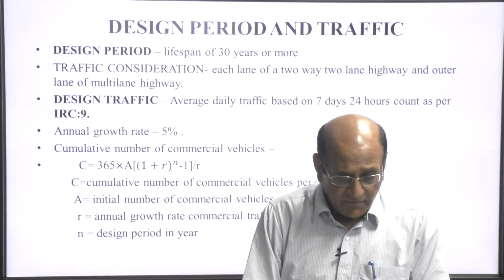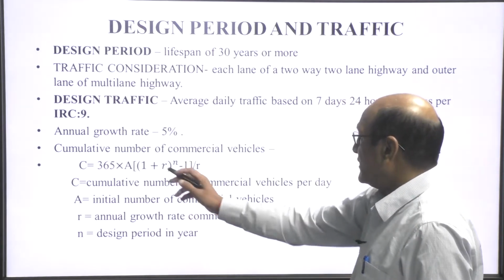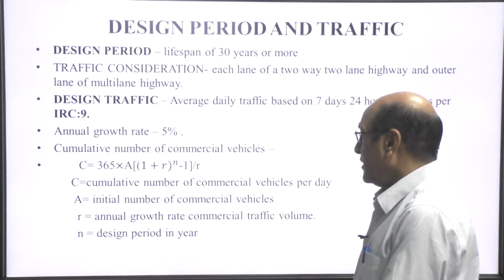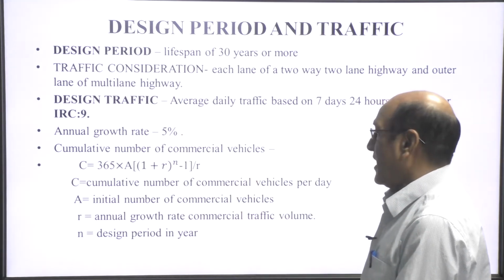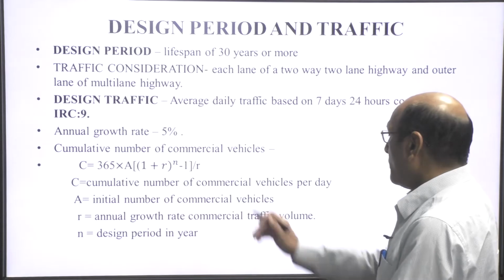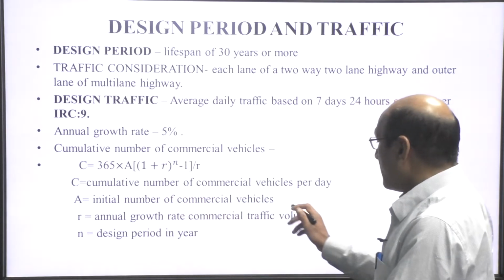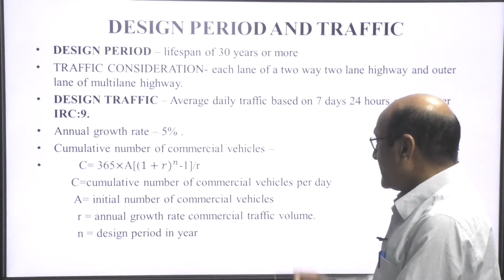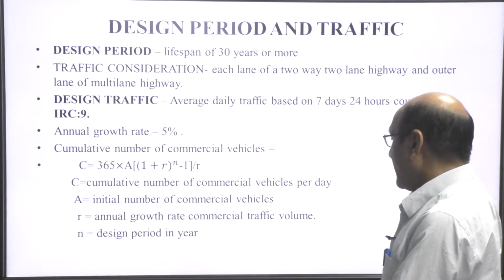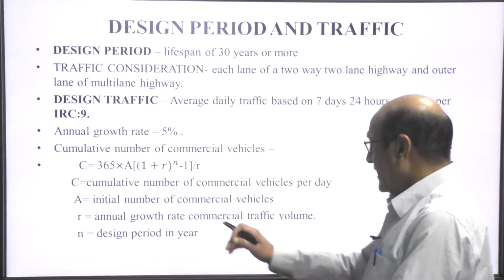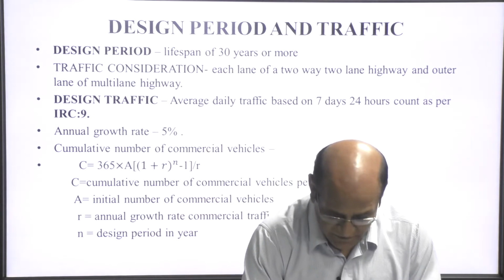The cumulative number of commercial vehicles C is equal to 365 A into (1 plus R) to the power n minus 1, divided by R. Here C is the cumulative number of commercial vehicles, A is the initial number of commercial vehicles per day, R is the annual growth rate of commercial vehicle volume, and n is the design period in years.